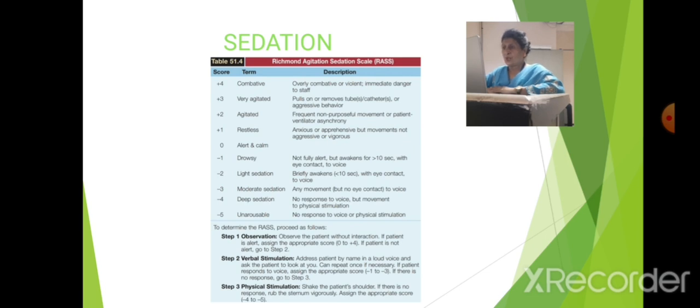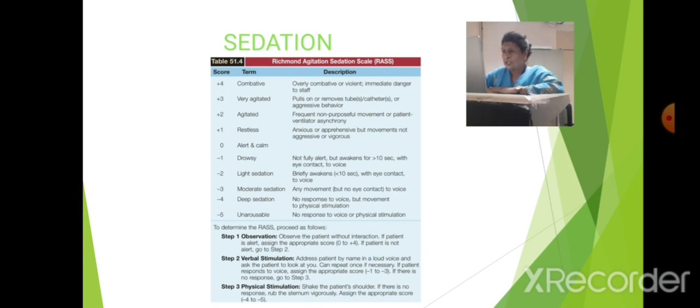-1: the patient is drowsy, not fully alert but awakens with eye contact to voice for more than 10 seconds. Once we call them by name or by any other verbal command, they open their eyes, respond, and have eye-to-eye contact. -2, light sedation: briefly awakens, less than 10 seconds, with eye contact to voice. The patient responds by opening the eyes and has eye contact with the person calling, but only to the voice, and it is less than 10 seconds.